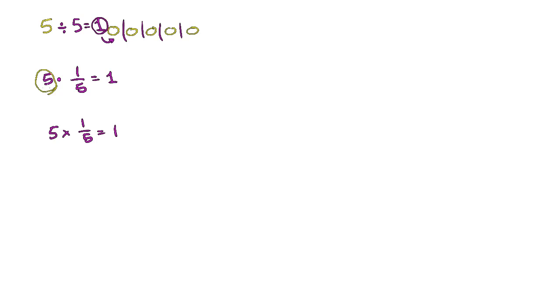So 5 times 1/5 is equal to 1, but that's just because 5 times 1/5 is the same thing as 5 divided by 5. If you were to actually multiply this out, if you actually take 5 times 1/5, this is equal to 5 over 1 times 1 over 5. You multiply the numerators, 5 times 1 is 5. Multiply the denominators, 1 times 5 is 5. So you have 5/5. And 5/5 is the exact same thing as 1.